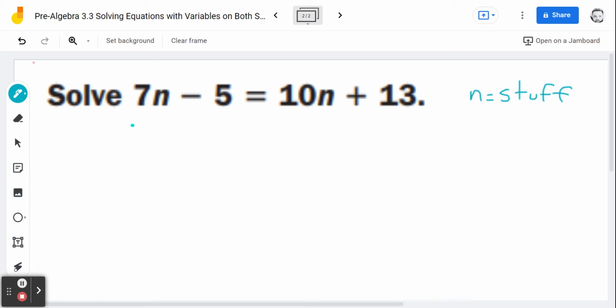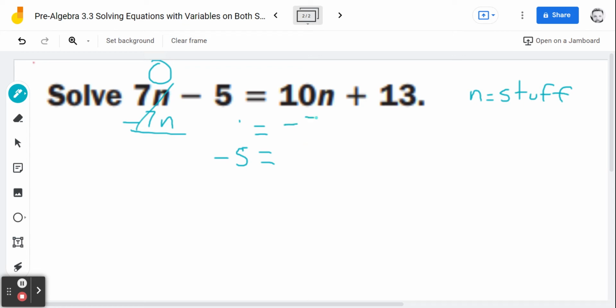I want to move the 7 and the N. So you got to think about that. What is the 7N doing over here? Well, it's a positive 7N, right? I'm not separating the 7 from the N. I'm moving the whole thing. So to do that, I'm going to subtract 7N from both sides. This equals 0, right? And 0 plus negative 5 is negative 5. So I've moved that 7N over.